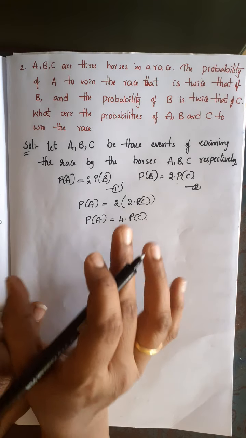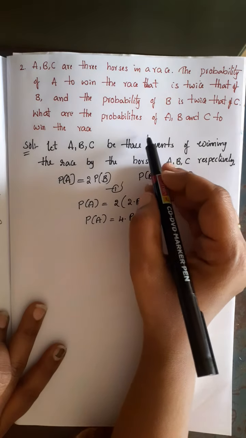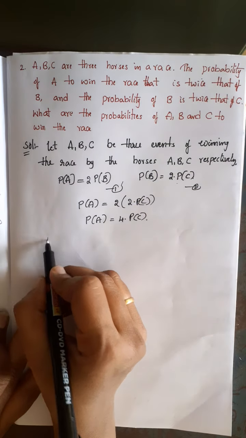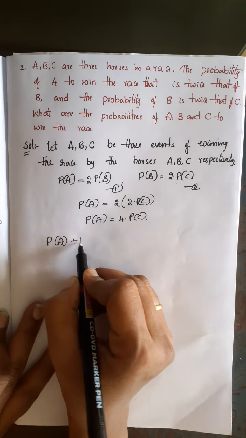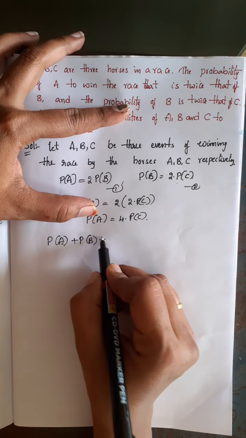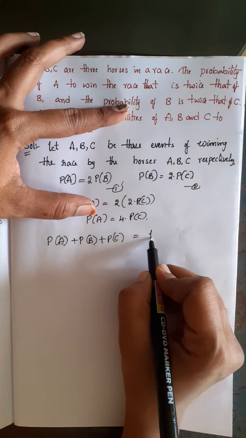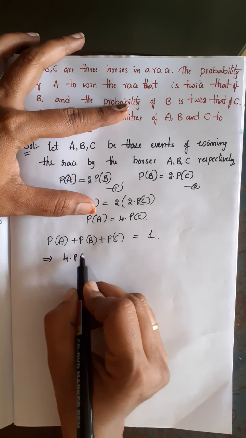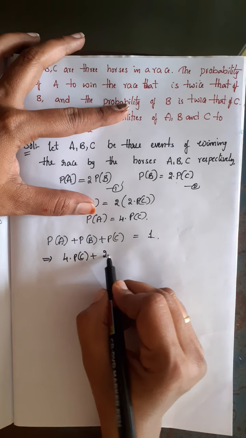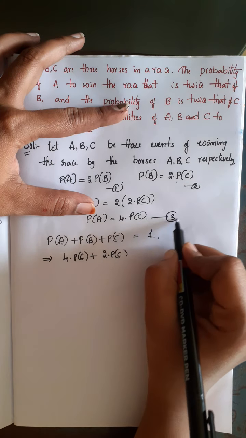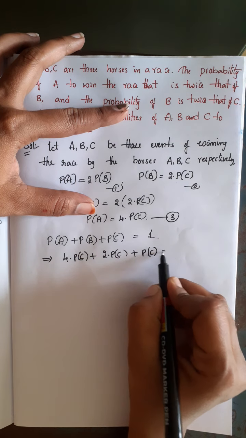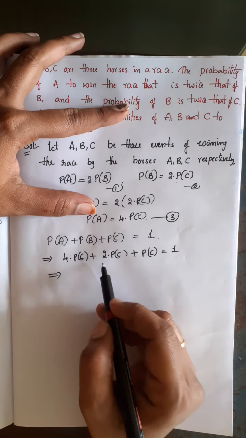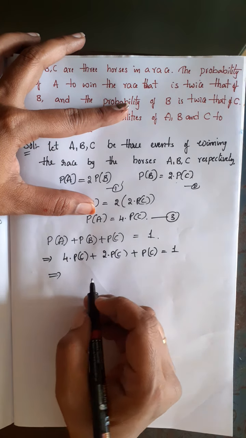Now, the sum of probabilities of all events in an experiment must be equal to 1. So here probability of A plus probability of B plus probability of C must be equal to 1, and you substitute here. P of A means 4 into P of C, P of B means 2 into P of C, plus P of C. Now all terms are in P of C only, you can find out P of C. Hence if you find P of C, you can find P of A and P of B values also.